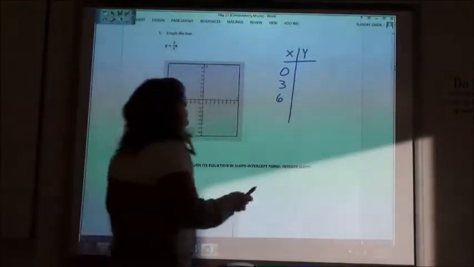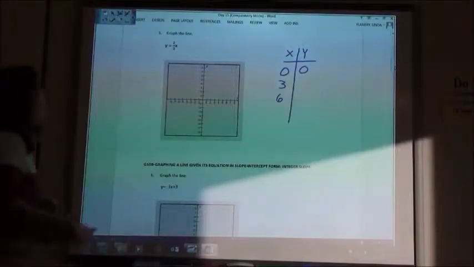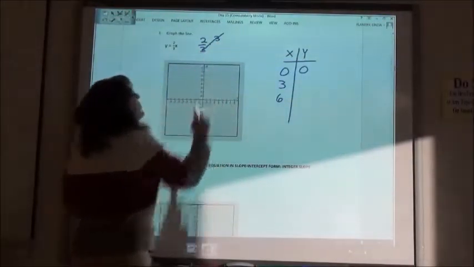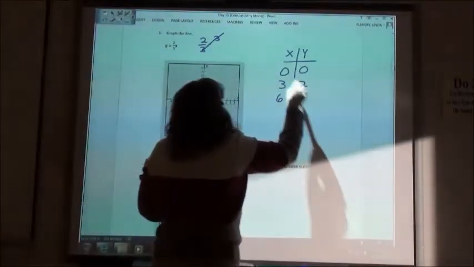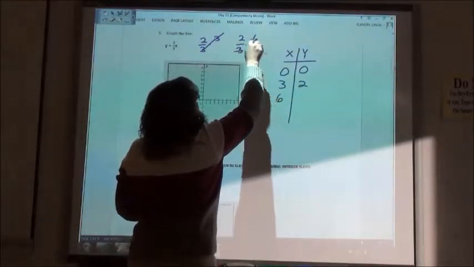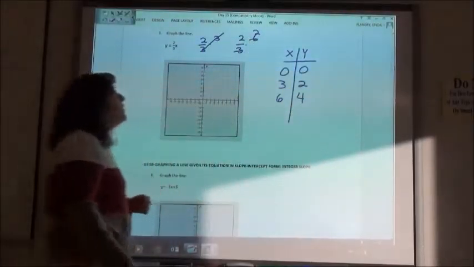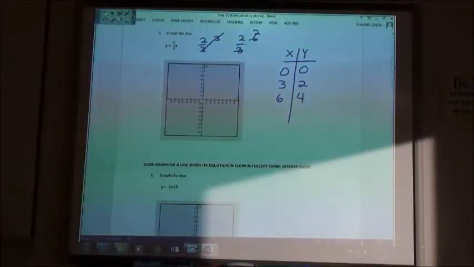So starting out with 2/3 times 0. 2/3 times 0 is going to be 0 because we know anything times 0 is 0. If I take 2/3 times 3, the 3's are going to cancel out. I'm just going to get my 2. And if I take 2/3 times 6, 3 goes into 6 2 times, and 2 times 2 is 4. So 2/3 times 6 gives me an answer of 4. I got nice whole number answers, and then it makes it easier to plot my points.